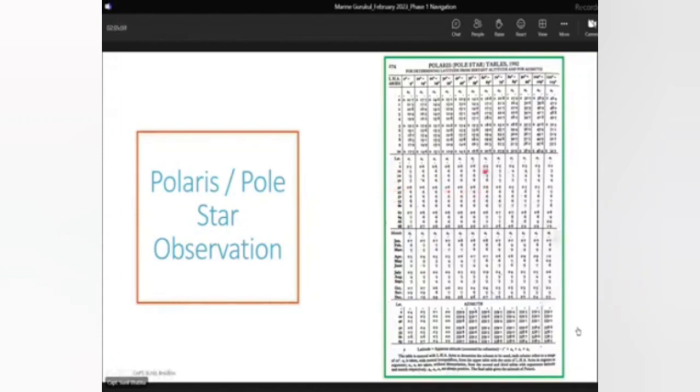And if you have a look at the A1 correction also, there is no interpolation required in this part of the table. You can straight away pick up the A1 correction against your nearest latitude and it can be used.